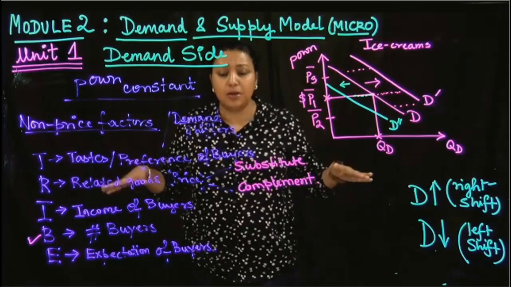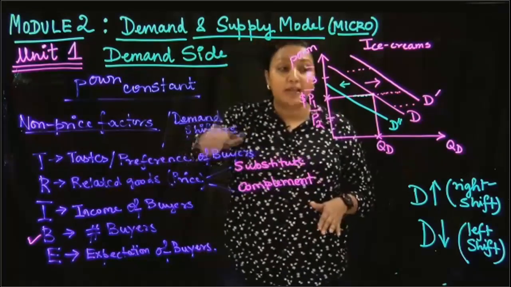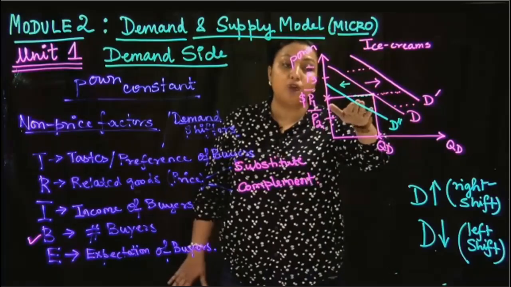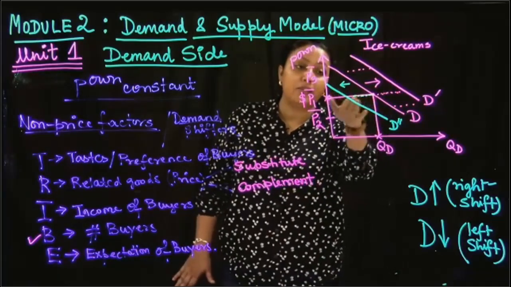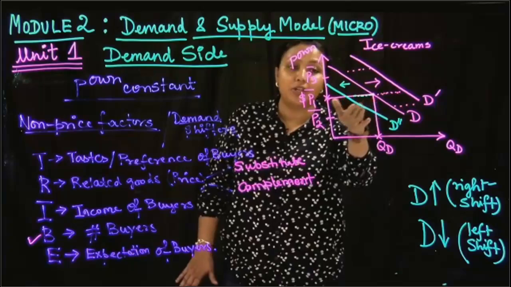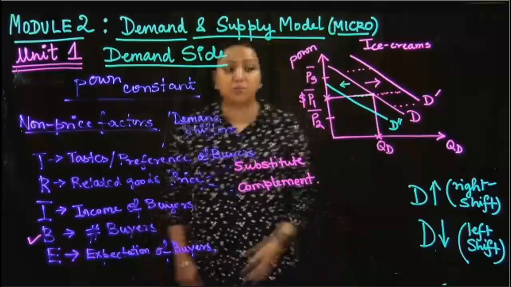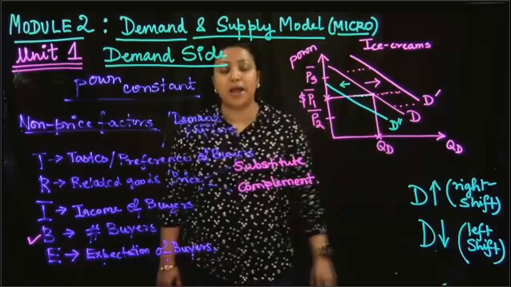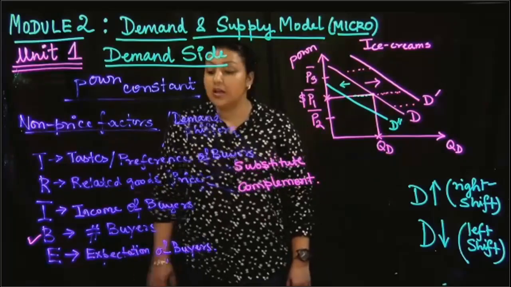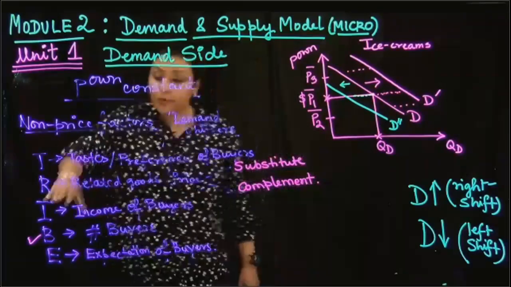It is still the same, but people prefer to have less ice cream, so you would see a drop in quantity demanded, and that is possible through a left shift in the demand curve at every possible price of ice cream to something like D double dash, right? Now let's go through the more critical ones.